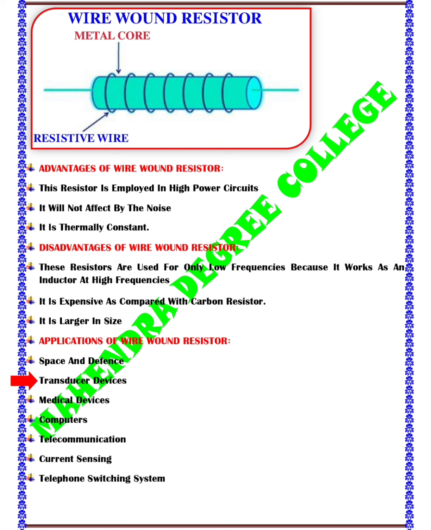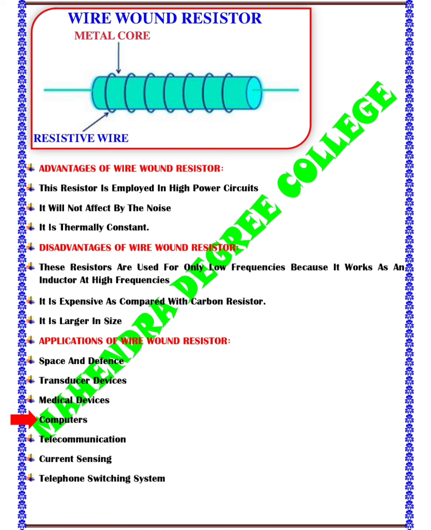Second one, transducer devices. It means wire wound resistors act as precise elements in devices converting physical quantities like pressure or force into electrical signals. Third one, medical devices. It means wire wound resistors are employed in sensitive equipment like ECGs or defibrillators due to their accuracy and reliability. Fourth one, computers.